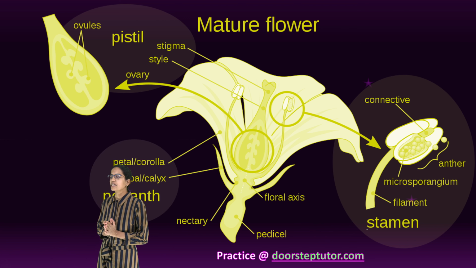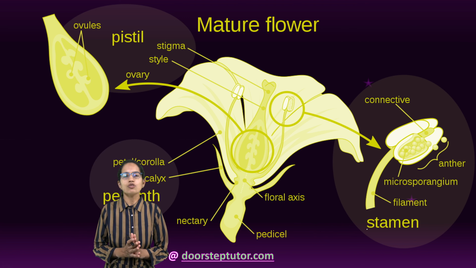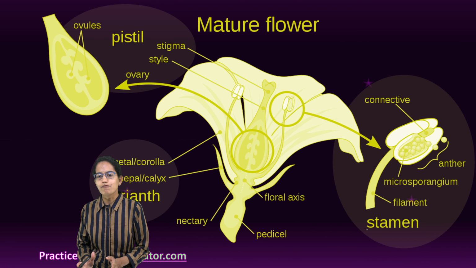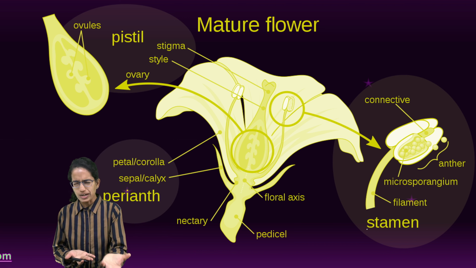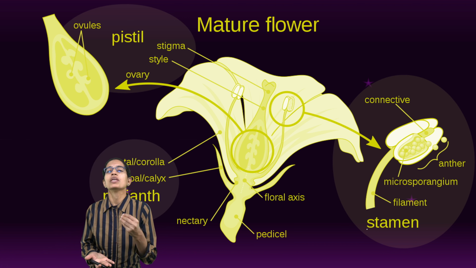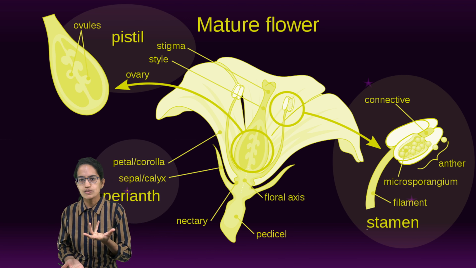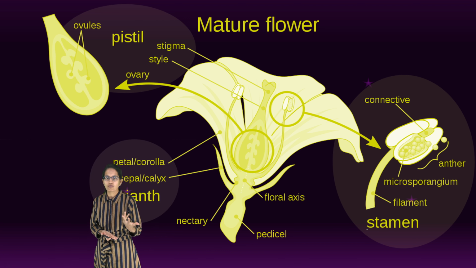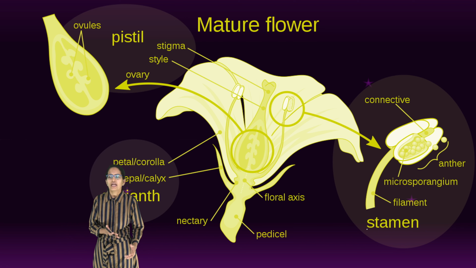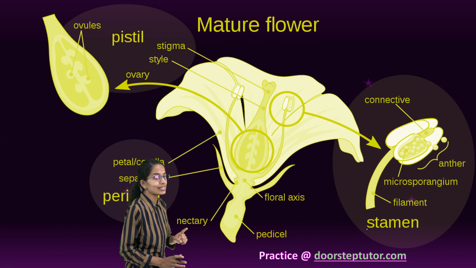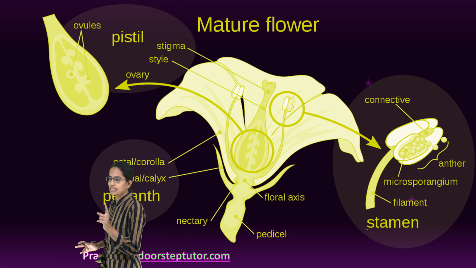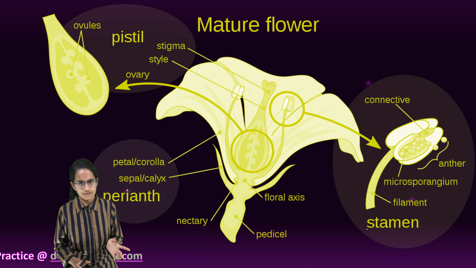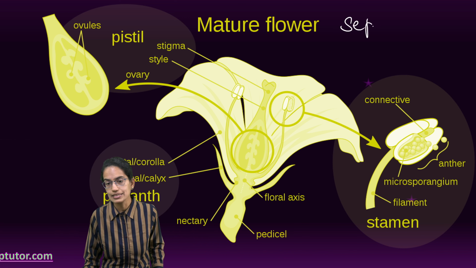The next is corolla. Corolla is also known as petals. They are colorful, the idea is to attract insects for pollination and to protect the inner whorls, which are the male whorl and the female whorl, the Androecium and the Gynoecium. In certain cases, these petals may be green. If the petals are green, they are known as sepaloids.